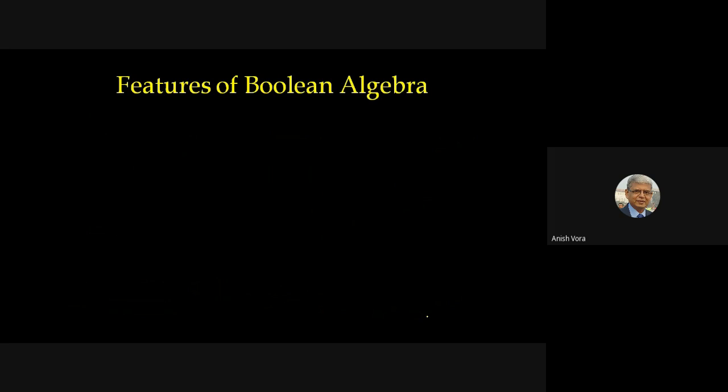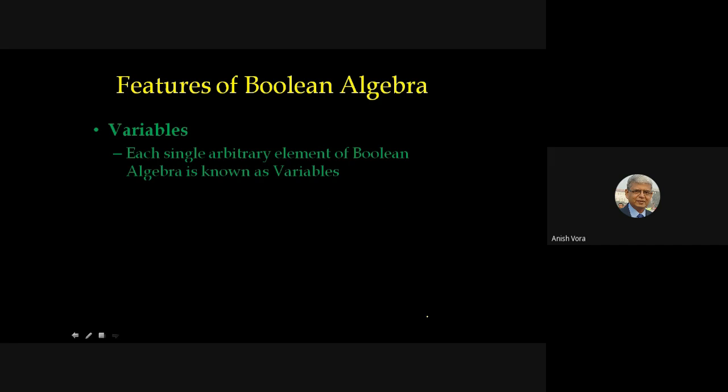So we have different features of Boolean algebra. So let us discuss certain features of Boolean algebra. So variables, કોને કહેવા? Each single arbitrary element of Boolean algebra is known as a variable. Normally આપણે હમણાં જ વાત થઈ કે we have 0 and 1, right? But each single element of Boolean algebra is known as variable. Each single variable carries value either 1 or 0.